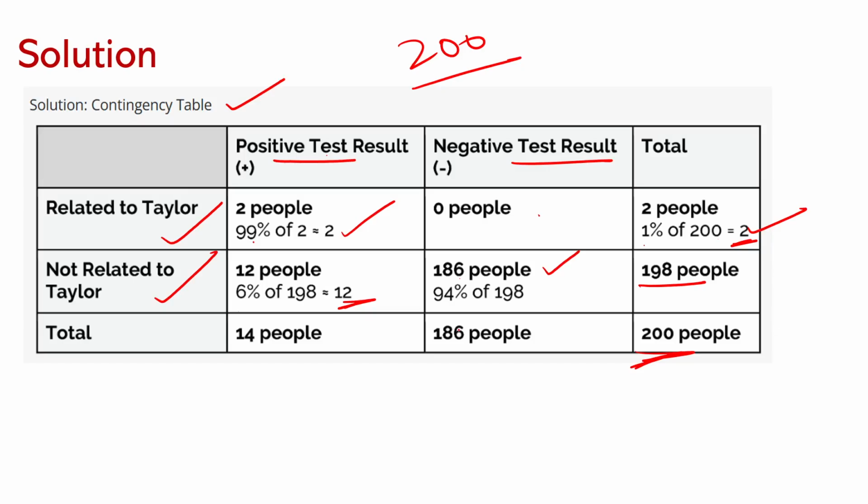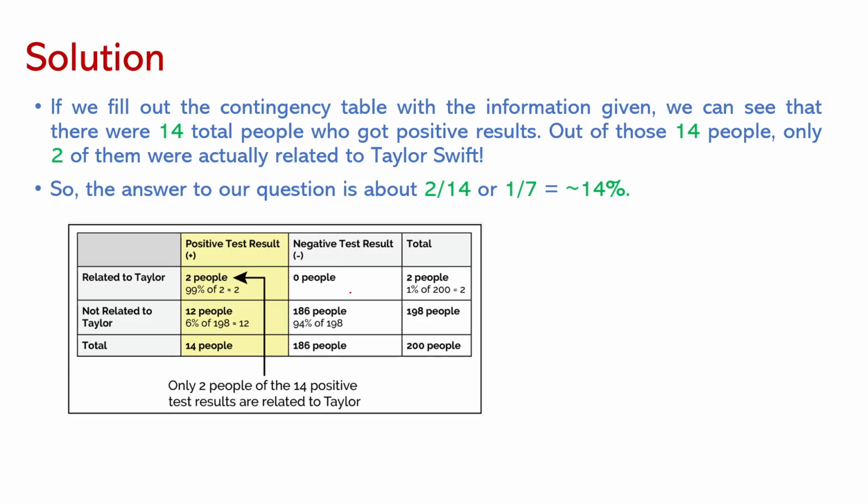So we are just trying to put the data. This is not required, but if you are unable to solve it, you can draw a table like this and make sure that the sum on this side and the sum on this side both come to 200 people to match the probability. Using this we can find the result. Now, if you fill out the contingency table with the information, we can see that there were 14 people who got positive test results.